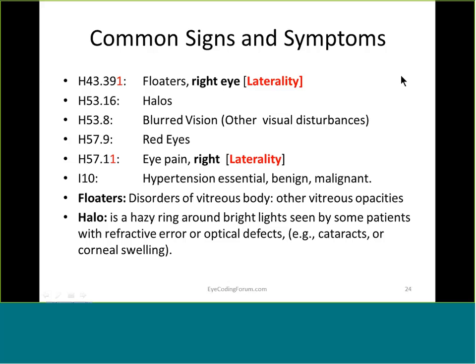Floaters are disorders of the vitreous body. They're little specks that people see when they're looking up close. A halo is a hazy ring around bright lights seen by some patients with refractive error or optical defects.